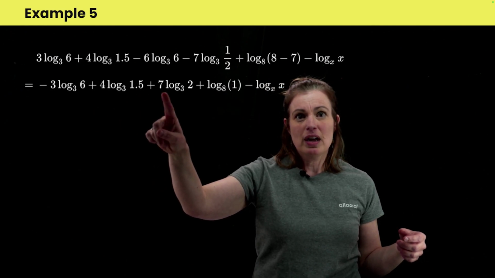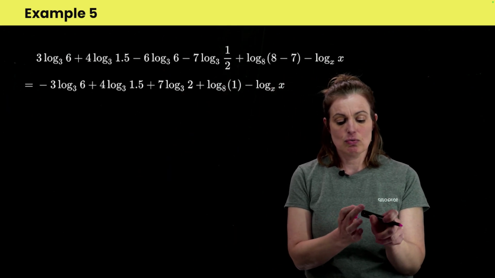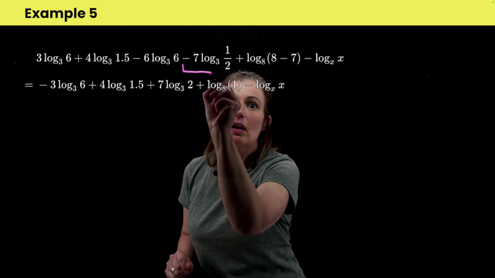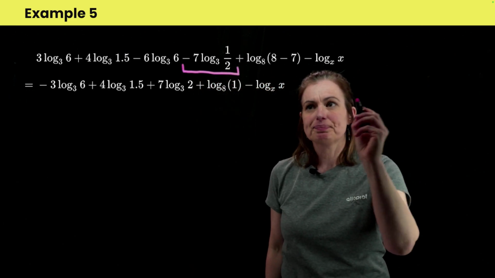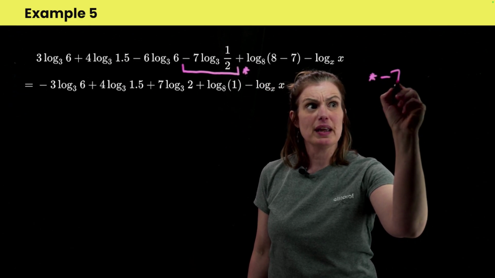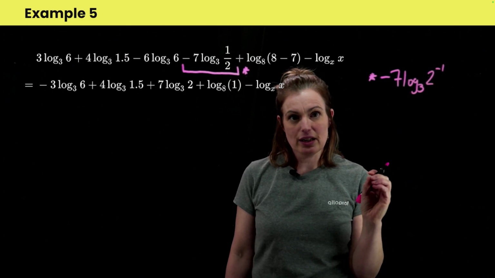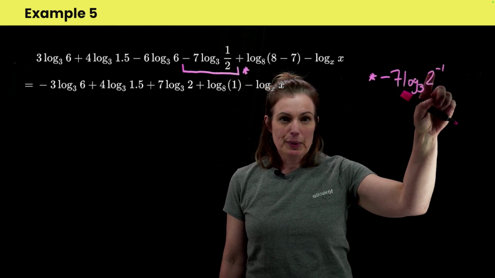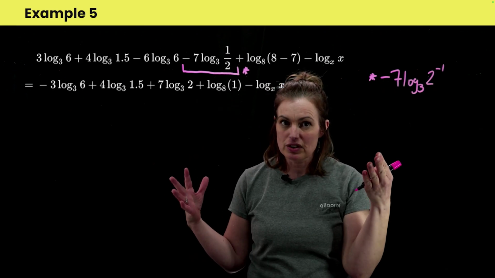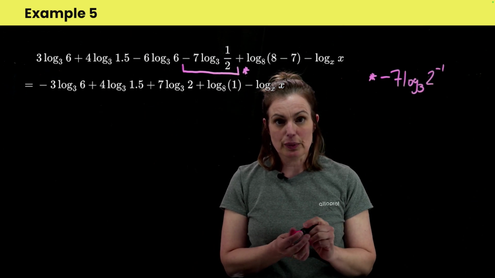But you'll notice that I suddenly have this positive 7 log base 3 of 2. Well, that actually comes from this right here. So I'm just going to put a little box around that, okay? This negative 7 log base 3 of 1/2. If I apply the exponent laws to that, that leaves me with negative 7 log base 3 of 2 to the exponent negative 1. So my exponent negative 1 is, of course, going to come down and multiply by that coefficient negative 7. Negative 7 times negative 1 gives me the positive 7 you see here. So it's a little easier to deal with.